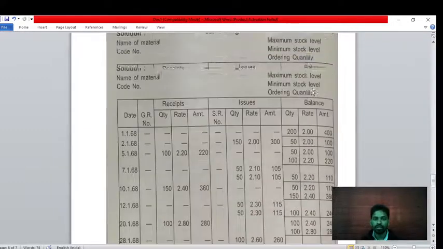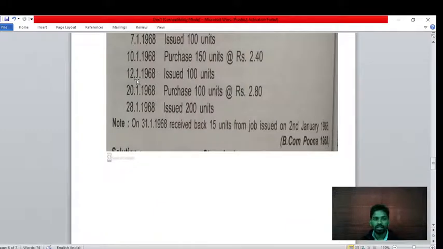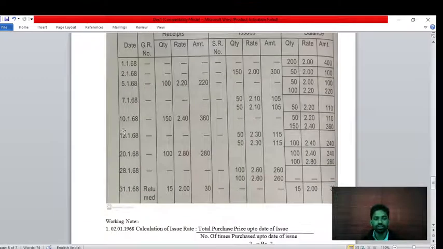Next, on 10th January 1968, purchase 150 units at rupees 2.40. So on 10th January 1968, 150 units purchased at the rate of 2.40, the total amount will be 360. The earlier date balance is 50, we just carry forward to this next date. Take it as it is, 50 at the rate of 2.20 and 110, and whatever we purchased on this date, take it as it is in the balance. Like this, and close it.